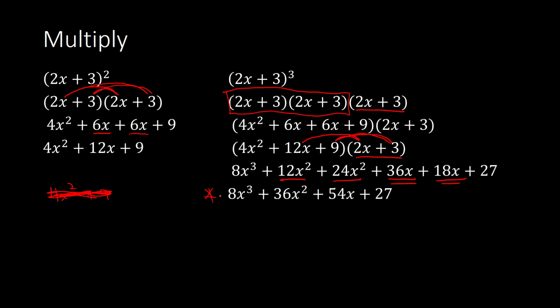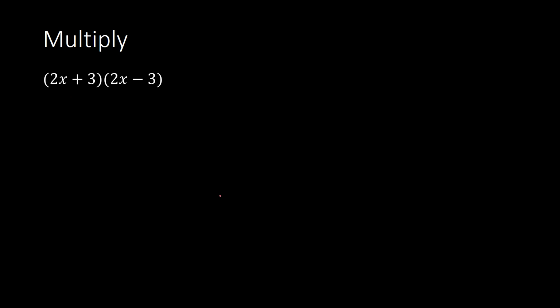I want to show you one other quick one to point out something that we're going to use in a lesson later in this chapter. And that is if you have 1 plus and 1 minus. So notice they're identical. They're not squared, but one is positive, one is negative. Still the same thing. I distribute 2x times 2x, 2x times negative 3. That gives me 4x squared, and then negative 6x. 3 times 2x and 3 times negative 3 would give me a 6x and then negative 9.